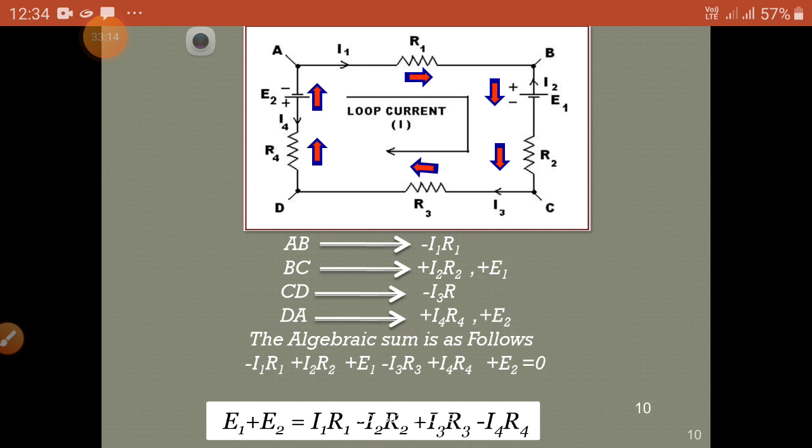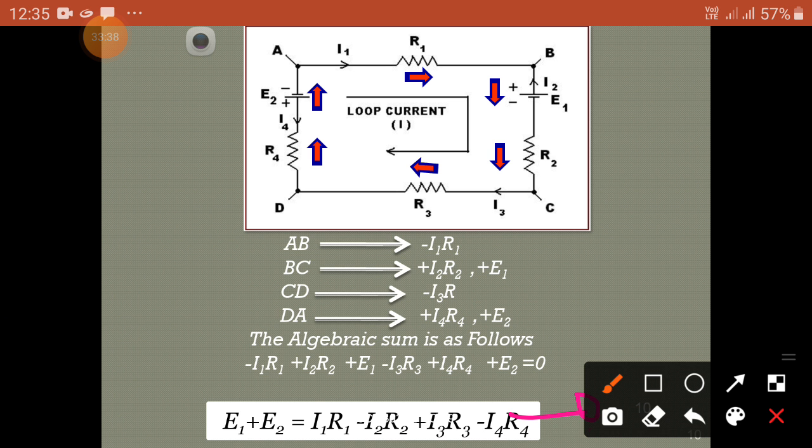Okay, so E1 plus E2 is equal to I1 R1 minus I2 R2 plus I3 R3 minus I4 R4. These are the closed loop equations, KVL, in one closed loop. If a circuit consists of a number of loops, write the equation for each. So this is one equation.